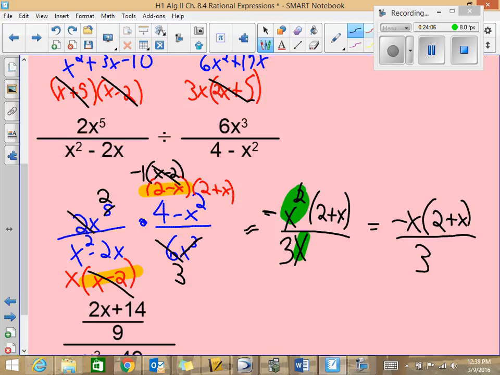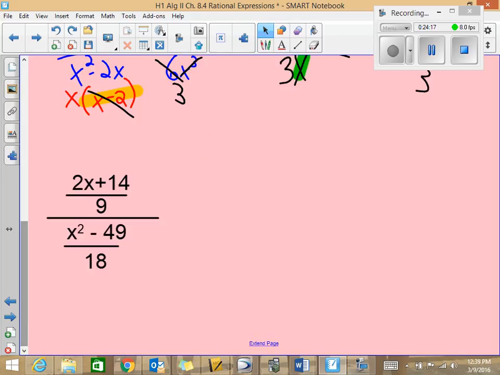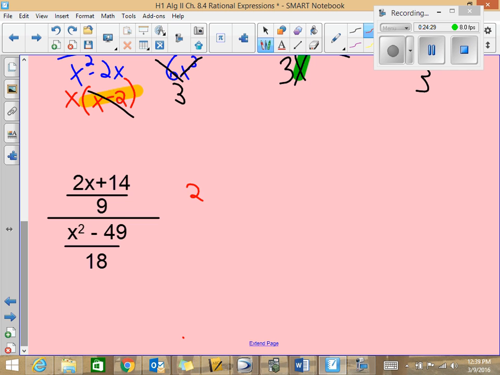Okay, questions like that? Alright. Everybody get it? Now, this next one looks very intimidating. But, well, it's not super simple, but it's not too bad. If you read it, it is just 2x plus 14.